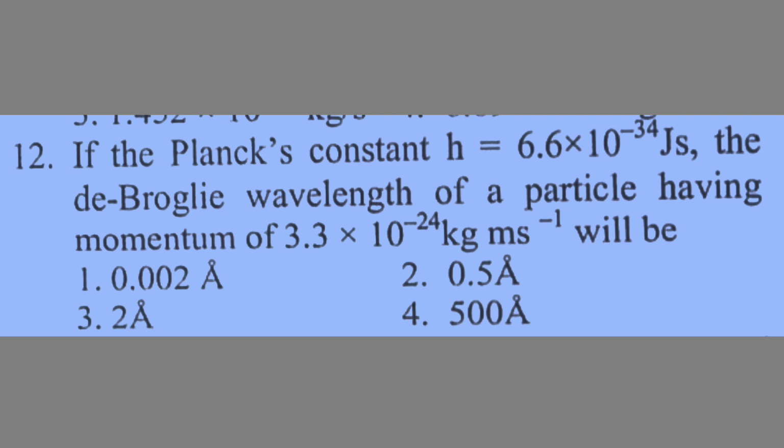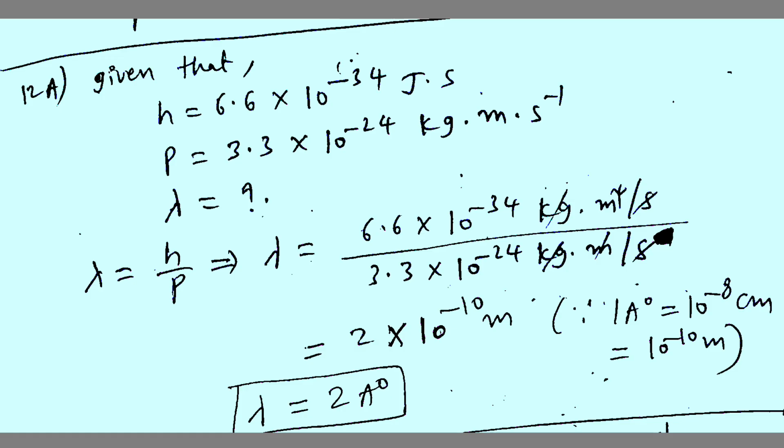Now the next problem is, if the Planck's constant h is equal to 6.6 into 10 to the power of minus 34 joule second, the De-Broglie wavelength of a particle having momentum of 3.3 into 10 to the power of minus 24 kg meter second inverse will be. Now given that h is equal to 6.6 into 10 to the power of minus 34 joule second, p is equal to momentum, that is equal to 3.3 into 10 to the power of minus 24 kg meter second inverse.